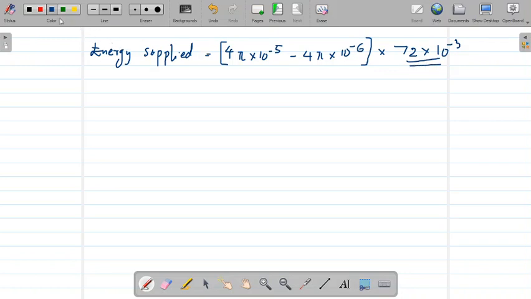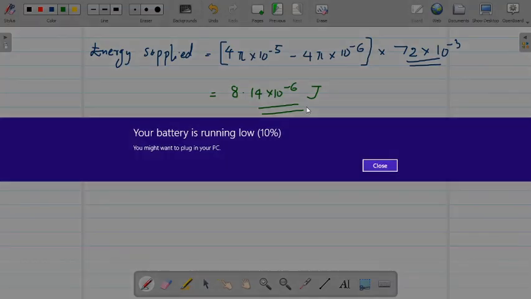Now simplify this value using calculator. We will get the final answer to be 8.14 into 10 raised to minus 6 joule. Joule is the unit of energy. So the final answer is 8.14 into 10 raised to minus 6 joule.